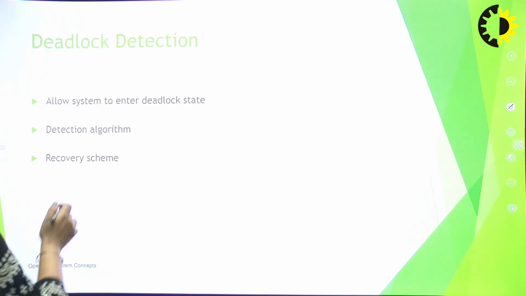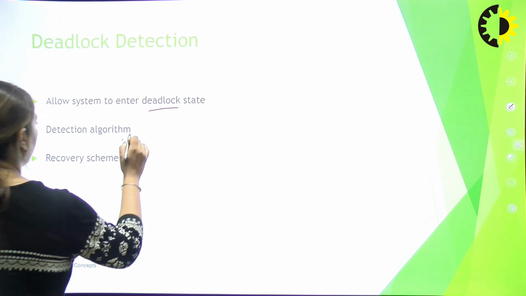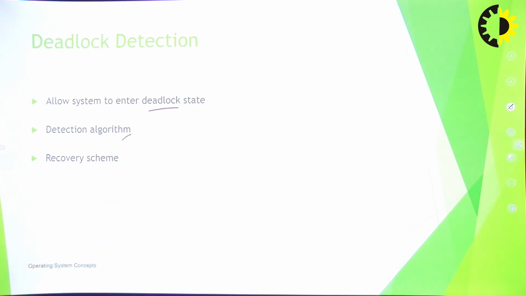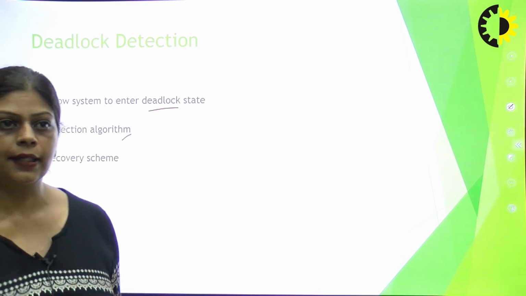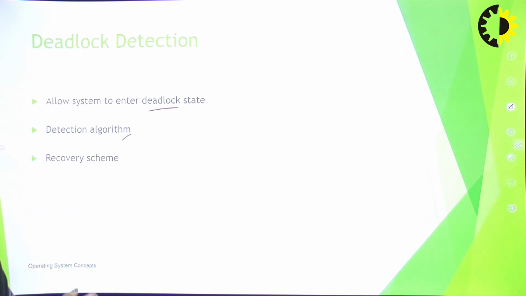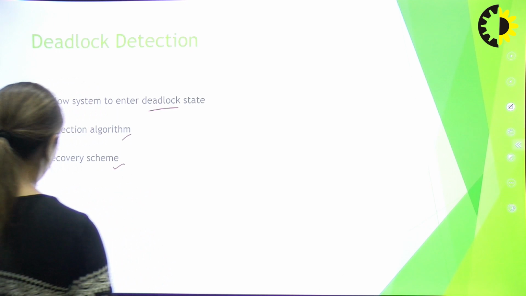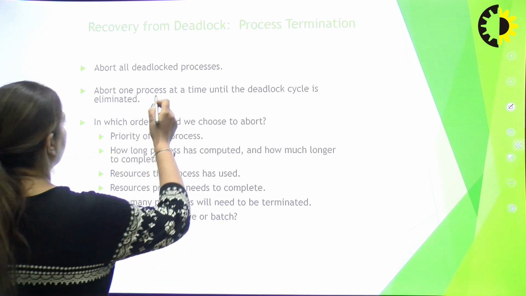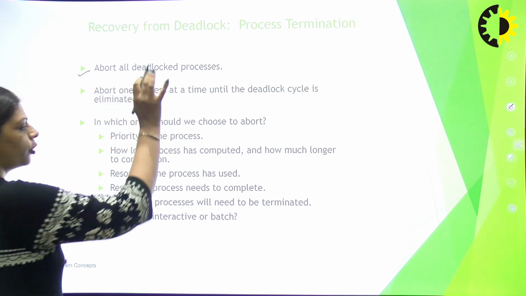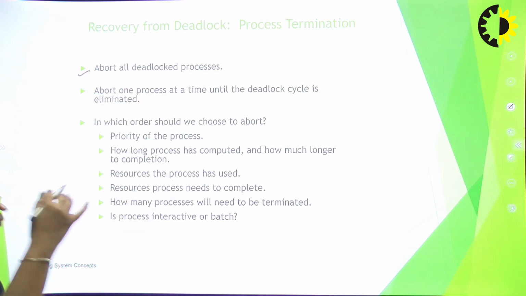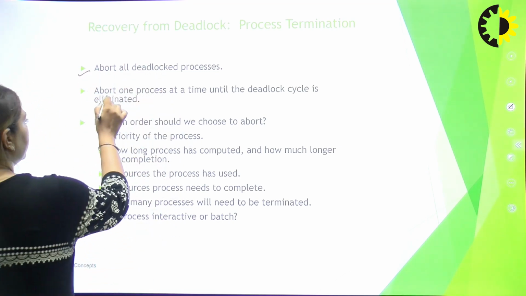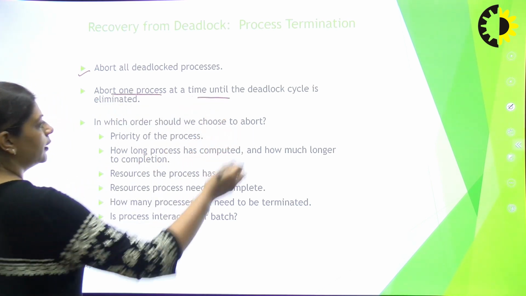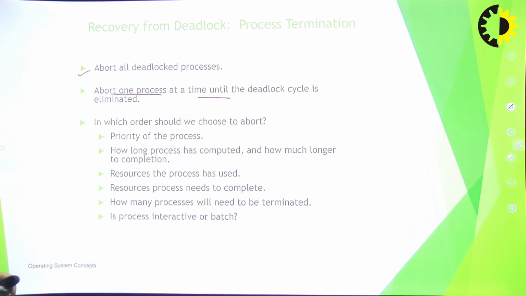For deadlock detection, we allow the system to enter into a deadlock state, and then we invoke a detection algorithm. It tells us that some deadlock has occurred, and we have a number of recovery schemes. The first method is to abort all the deadlocked processes and restart them. The other method is to abort one process at a time until the deadlock cycle is eliminated.